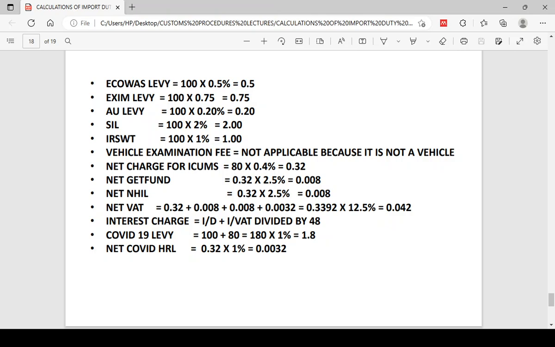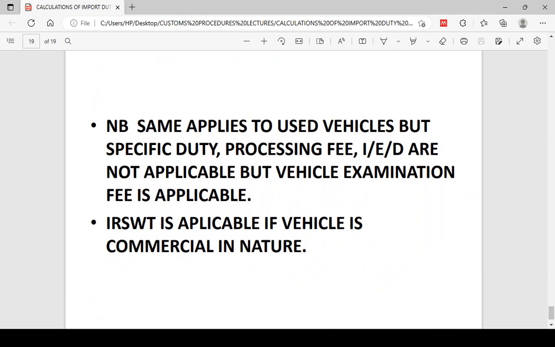And this calculation also follows the same pattern for used vehicles. But the only difference is that for general goods, you may end up calculating a processing fee, which is not applicable to used vehicles, because in used vehicles, you end up calculating a vehicle examination fee. So that is it. And all other taxes are there, the bases are there, and the formulas for calculating other taxes accompanying any specific imports are there. So you look at the examples in your slides and follow. If you don't understand anything, come back to me. We'll discuss it and find a solution to it.